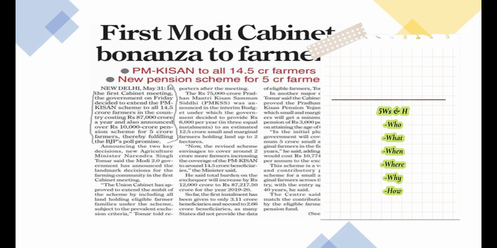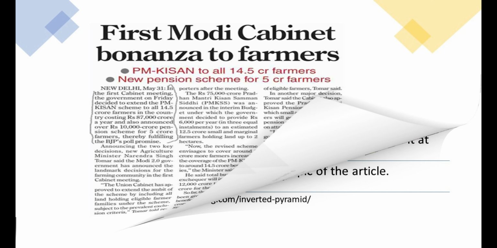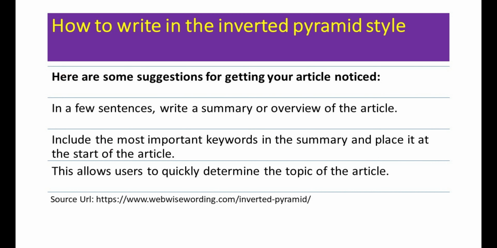How to write in the inverted pyramid style? It is the style that front loads your article. That means the first part is heavy. Heavy means the most important things are in the first place, so it is front loaded. If you read the first paragraph, that is sufficient for you. And at the bottom or end of the news, only the least important things.